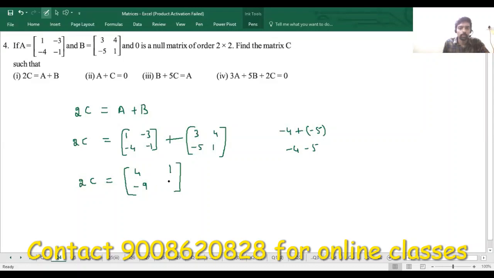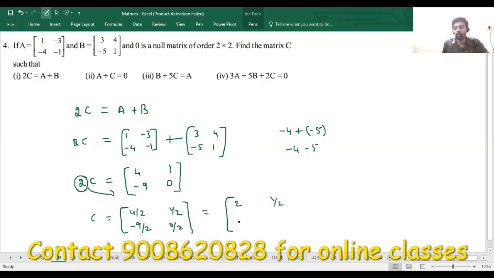Yeah, it's 0. Therefore, C equals, guys, this is into 2, correct? If I shift into 2 to other side, what you will get? Division, correct? So 4 upon 2, 1 upon 2, minus 9 upon 2, 0 upon 2. Therefore, C equals 4 by 2 is 2. 1 by 2, I'll write like that only. I'll not keep this in decimals, so let 1 by 2 be like that only. Then minus 9 upon 2. Then 0 by 2 is 0.